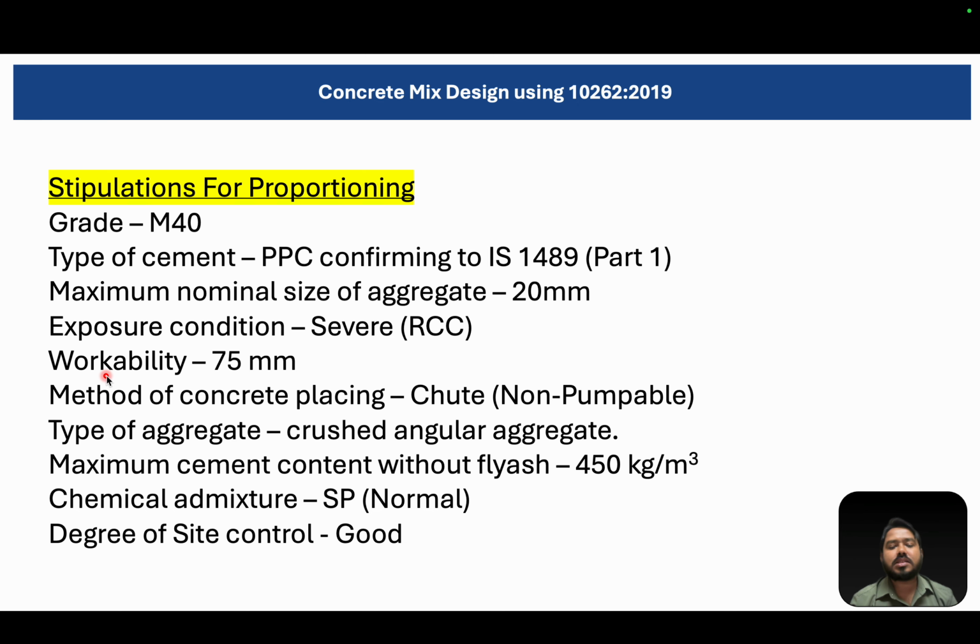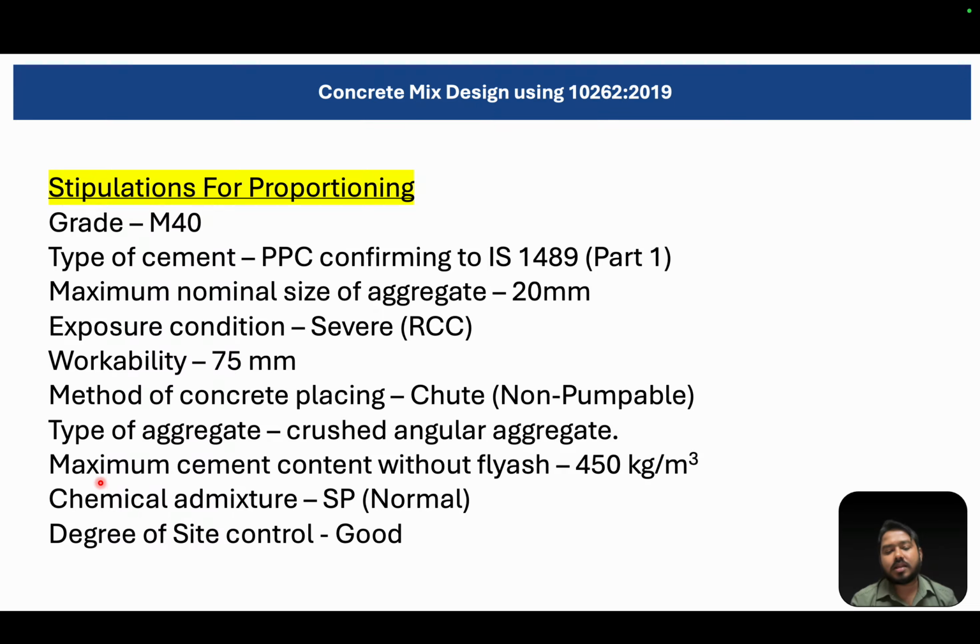Here in this case the workability is given as 75 millimeter. And for the method of concrete placing, it is given as non-pumpable, chute method. For the type of aggregate, you are going to use crushed angular aggregate. Then the maximum cement content without fly ash, because when you are using PPC cement, Portland pozzolana cement, some part of fly ash or mineral admixture is being added into it.